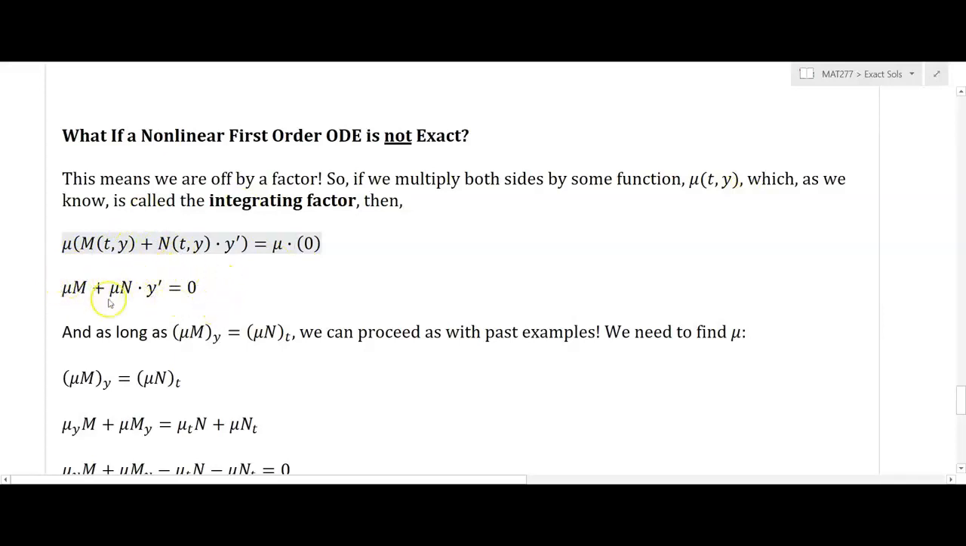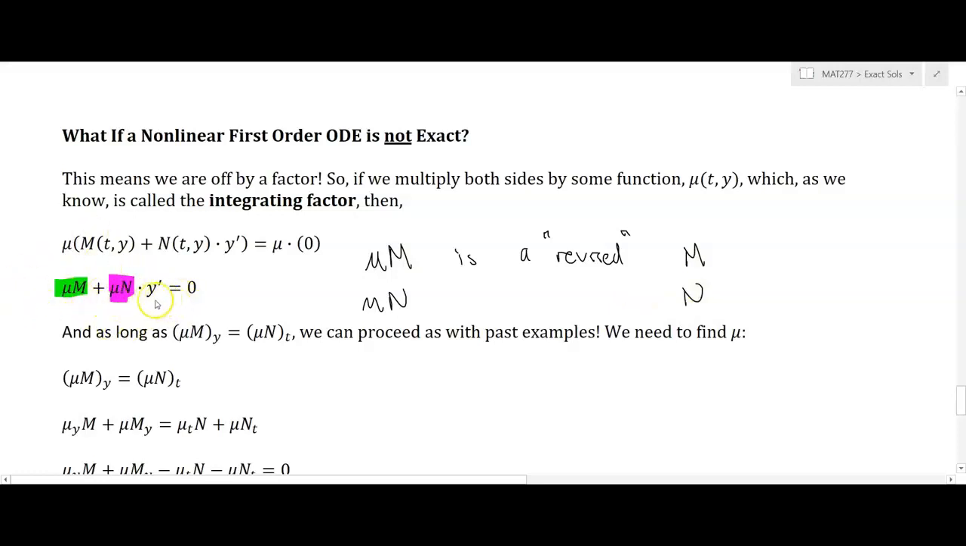So if mu has made everything work out, right? Now mu m is a new function. This piece right here is a brand new function. And mu times n is a brand new function. So we could think about these as kind of our mu m is a revised m function. And same thing with mu n. Mu n is a revised n function. And so still the same thing holds here.